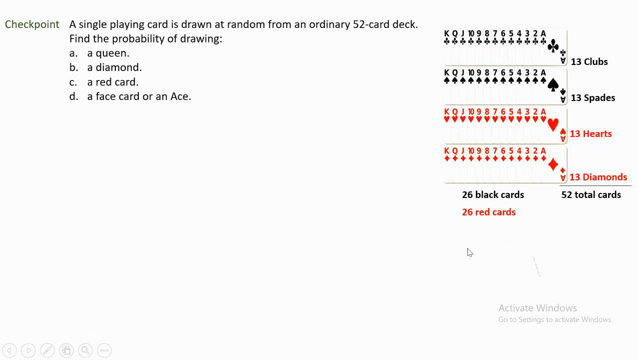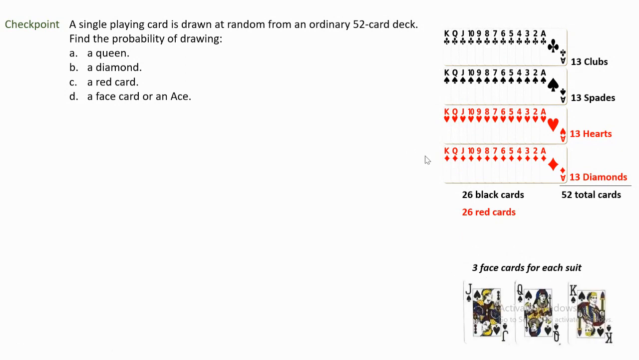Now, face cards. Face cards are the cards that actually have a face. That's why they're called face cards. So the only cards that have a face are the jack, the queen, and the king, right? That's why these are called face cards because they actually have a face. So there's 3 face cards for each suit. For example, there's a jack, queen, king of clubs, of spades, hearts, and diamonds.